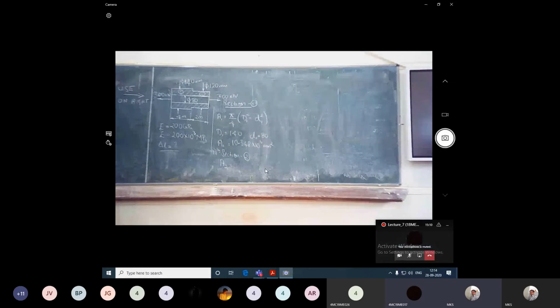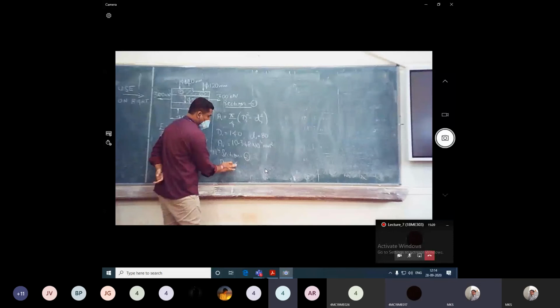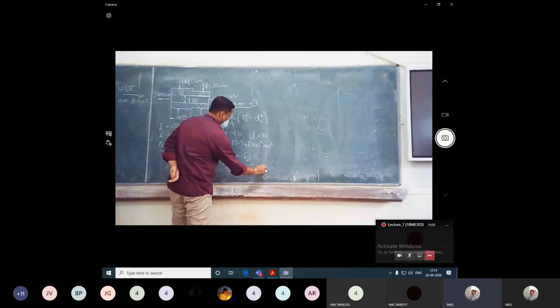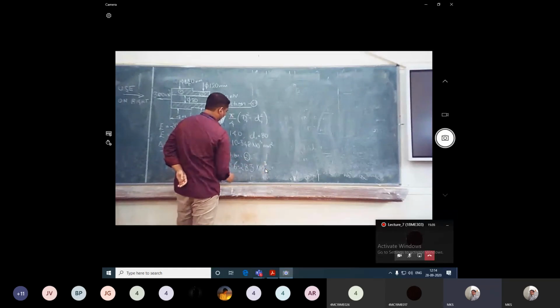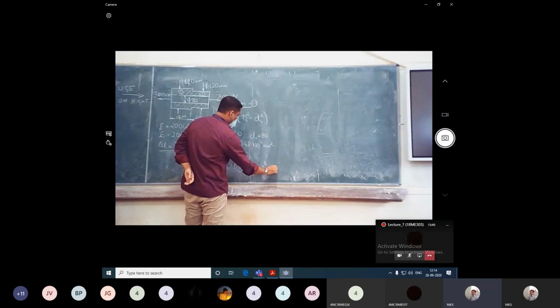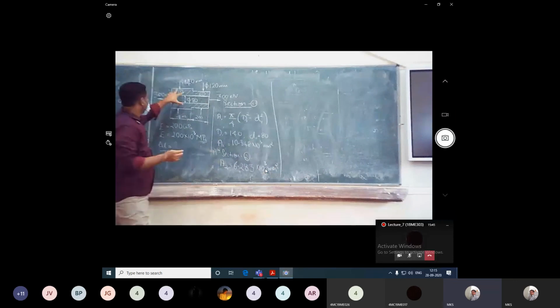A2 is 6.2 into 10 power 3 mm square. Whenever you are taking power into 10 power 3, write at least 3 decimal places, so 6.283 into 10 power 3 mm square. So this is how you found the area for the respective sections 1 and 2.